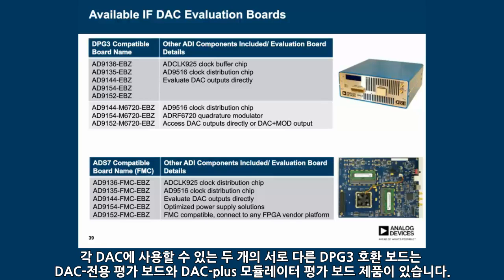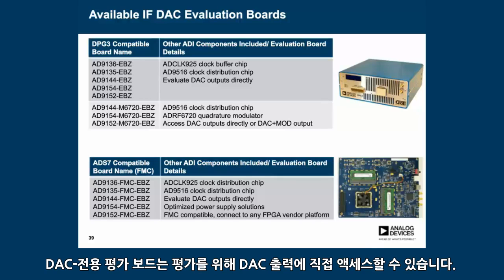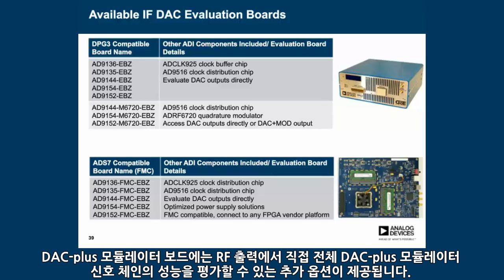The 2 different DPG3 compatible boards available for each DAC are DAC-only evaluation boards and a DAC plus modulator evaluation board variant. The DAC-only eval board provides access to the DAC outputs directly for evaluation. The DAC plus modulator boards have the additional option to evaluate the performance of the full DAC plus modulator signal chain at the RF output directly.